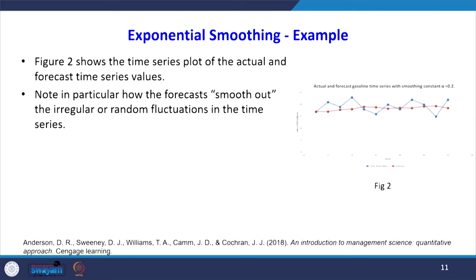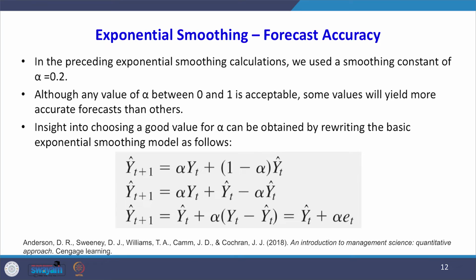The figure shows the time series plot of actual and forecast time series values. Note in particular how the forecast smooths out the irregular or random fluctuation in the time series. Initially the blue color shows that there are some irregular patterns. By using exponential smoothing the irregulars are removed. Now, we talk about the accuracy of this exponential smoothing.